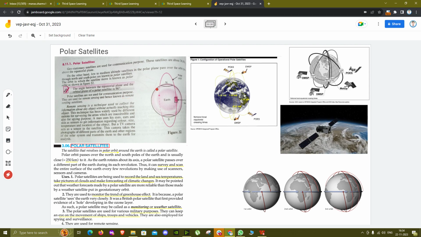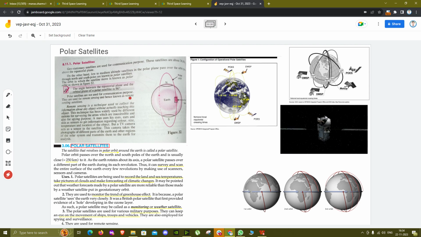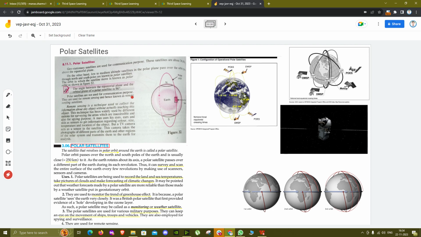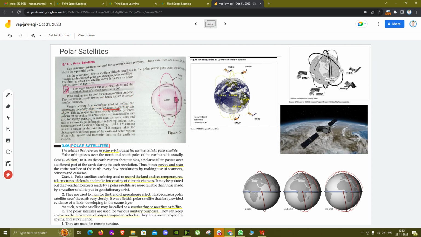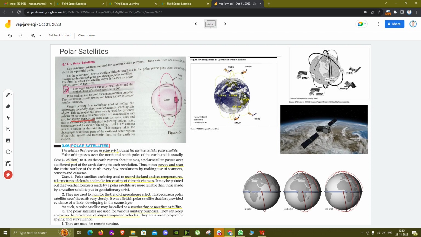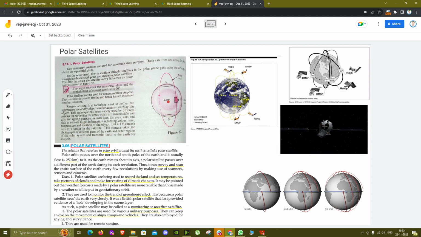And what is remote sensing? Remote means distant, like you study something without touching it. So in remote sensing, you study a thing far away. It's a technique used to collect information about any object without actually touching the object. So if a country wants to survey an area which is inaccessible to them, maybe for spying purposes, they will use the polar satellite.